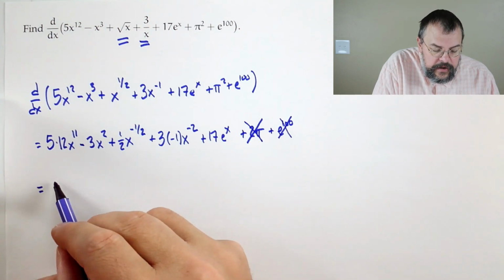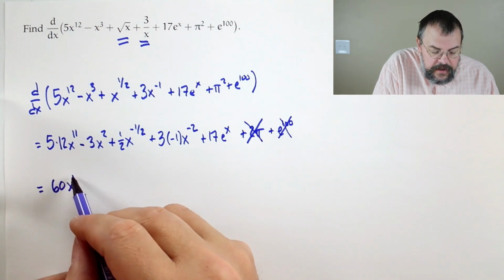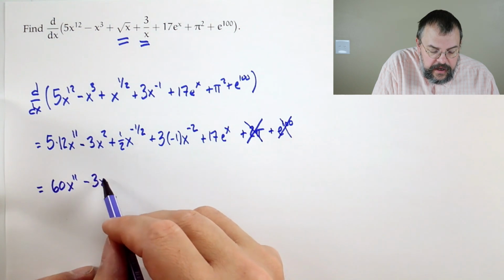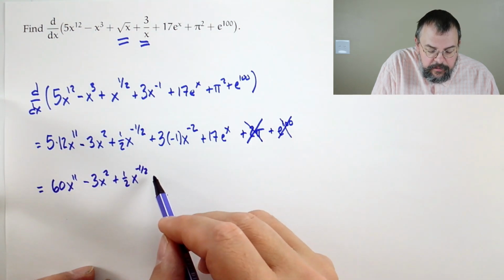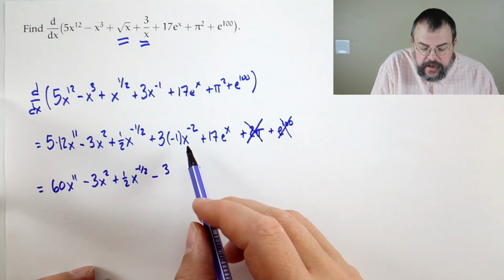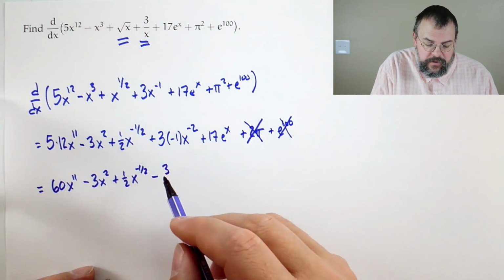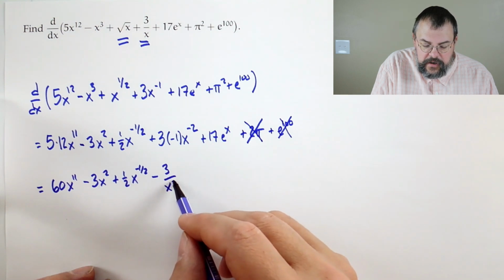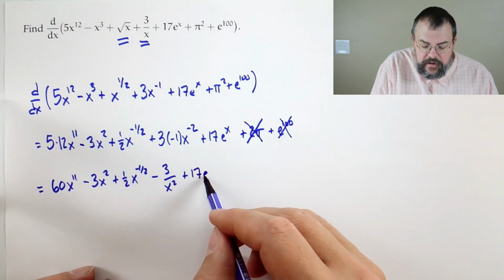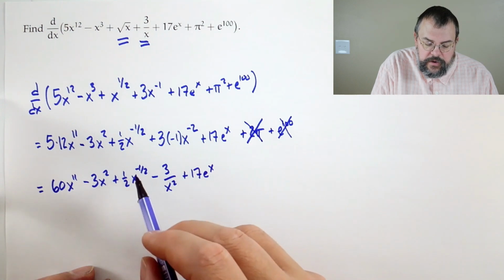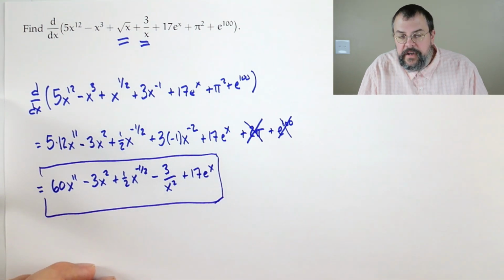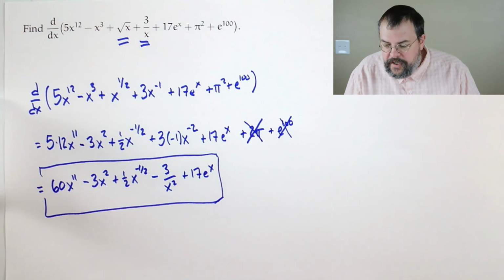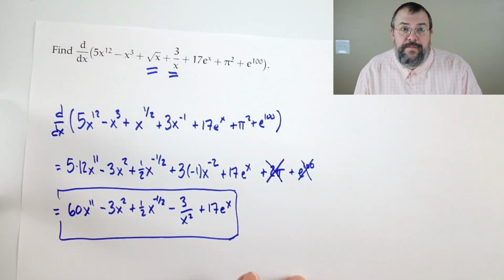All right. So what do we get? Well, we get 60 x to the 11 minus 3x squared plus 1/2 x to the minus a half minus 3. And if you write, some people like this as 1 over x squared. You can do it if you like. Plus 17 e to the x. You could have also written this as a 1 over root x. It just depends what you're in the mood for. But there you go. There's our derivative. Good. Break things up. Smaller pieces. Make it a little bit more easy to digest.